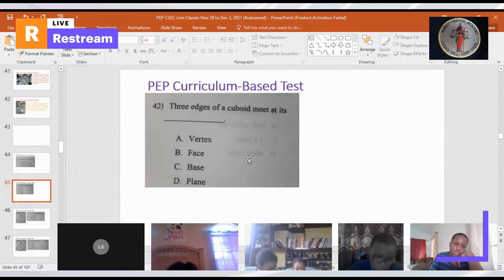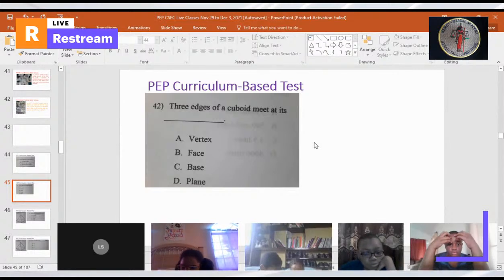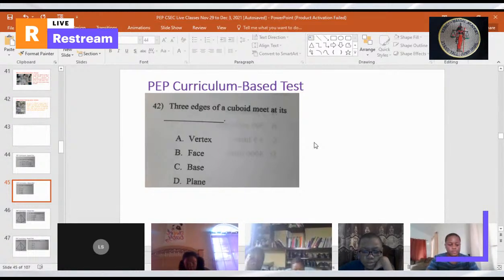All right. Number 42. Three edges of a cuboid meet at its what? So a cuboid is a square box. The three edges meet where? Is it at the vertex, the face, the base, or the plane? Miss, I say A, the vertex. That is correct, the vertex. The vertex is the point where the edges meet.